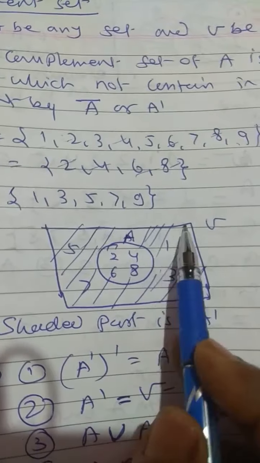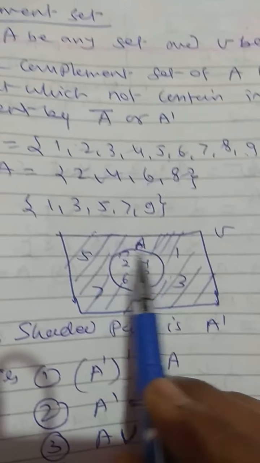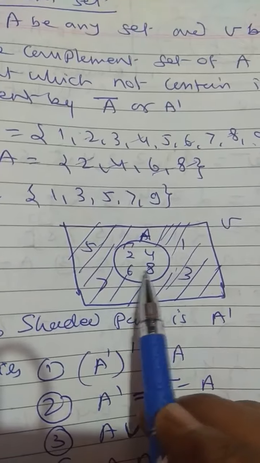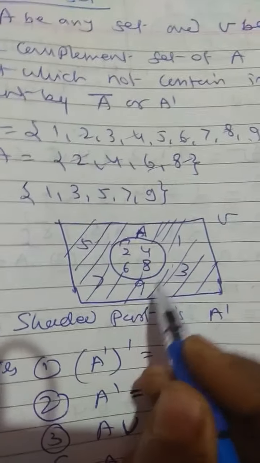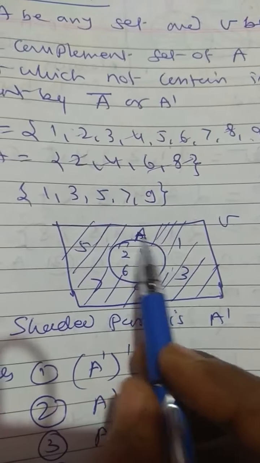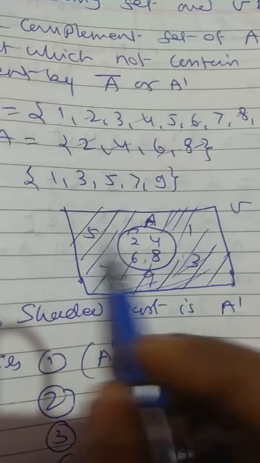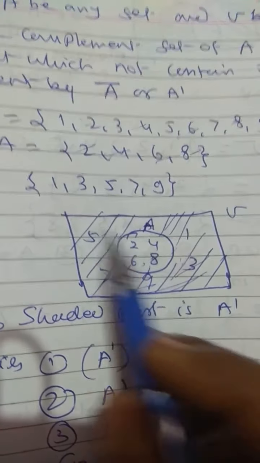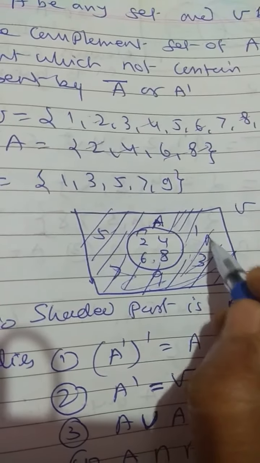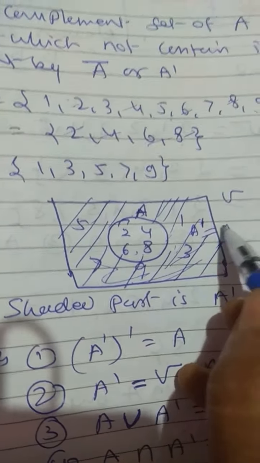Represent it in a Venn diagram, that is a U which contains 1, 2, 3, 4, 5, 6, 7, 8, as well as 9. So we have in set A 2, 4, 6, 8. Neglect the set A, whatever the remaining part of it. These are the remaining part of it, 1, 3, 5, 7, 9. So that represents A dash, either A bar.